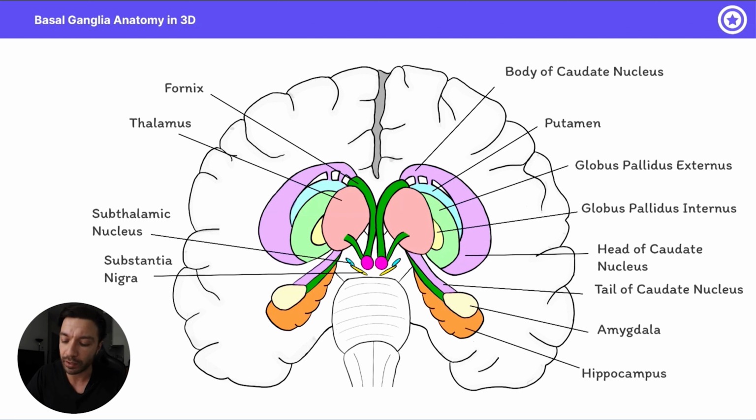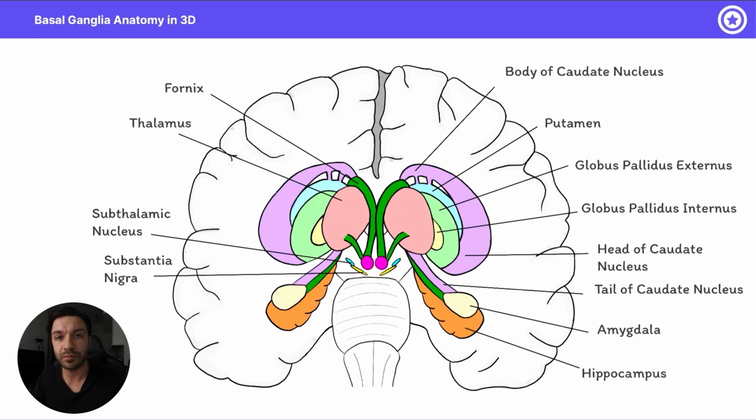And that's why the caudate nucleus will make up the lateral boundary of the lateral ventricle, and the body of the caudate nucleus will make up the floor of the lateral ventricle. And as we come down here, the tail is said to make up the roof of the lateral ventricle as it follows that shape of the caudate nucleus.